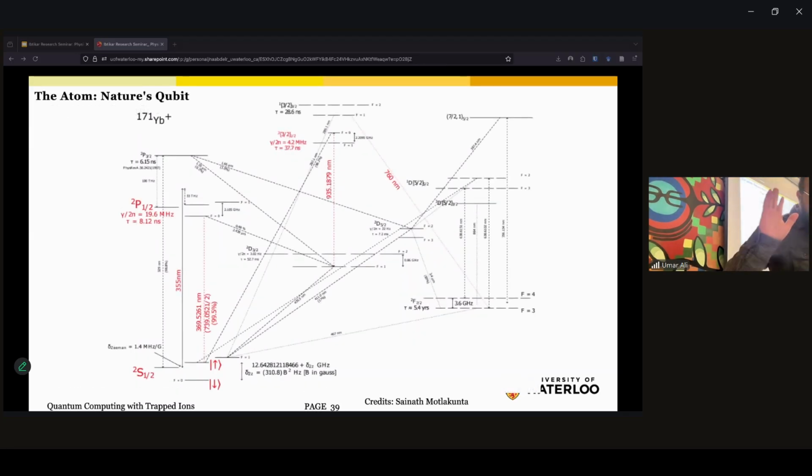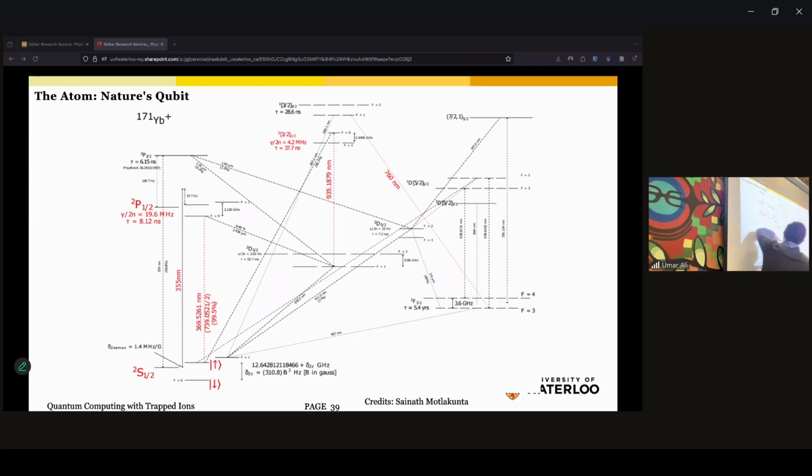So first of all, what is the qubit? It's a very complex diagram. It's intentionally complex. The qubit is basically the atom. The atom itself is the most quantum thing we have. All of physics was developed to understand things like the atom and its structure and everything.